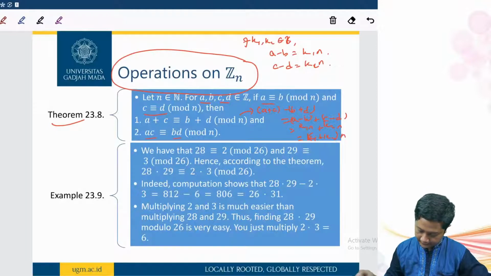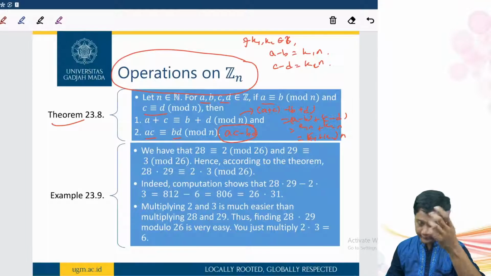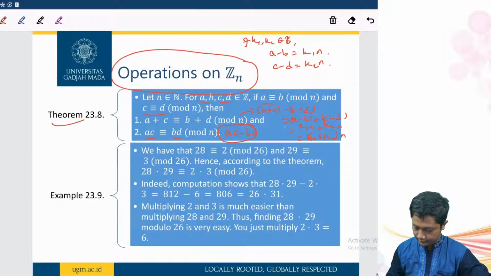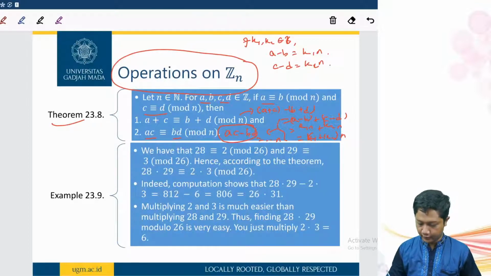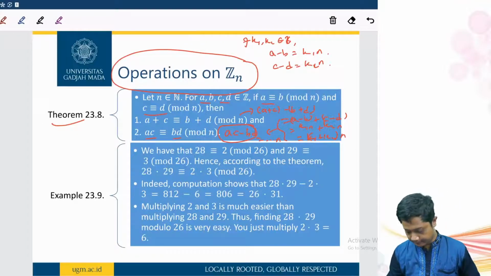And how about this one? I have AC minus BD. We can use this idea: we try to represent it as something times n. That's the idea of how to prove this one. It should be easy because you only use some properties of integers.